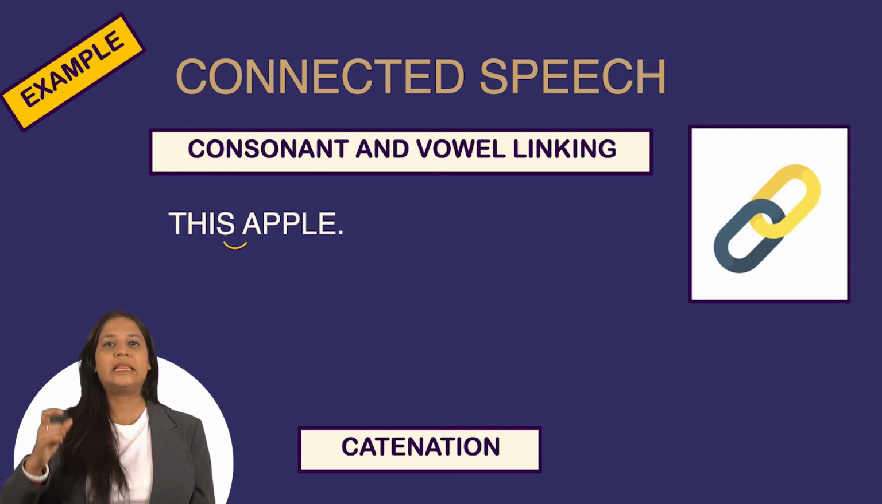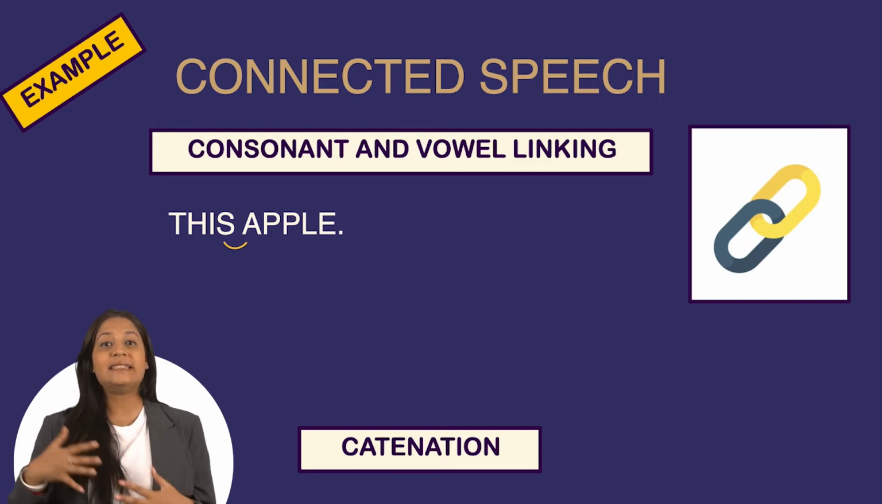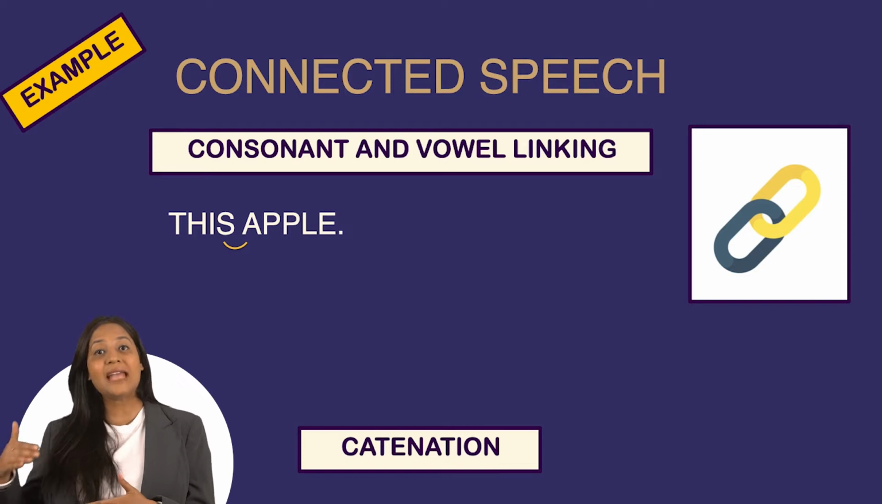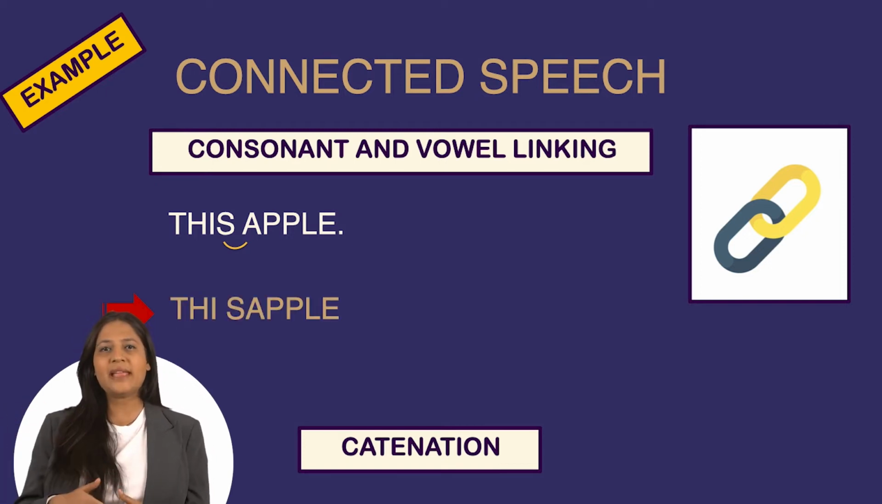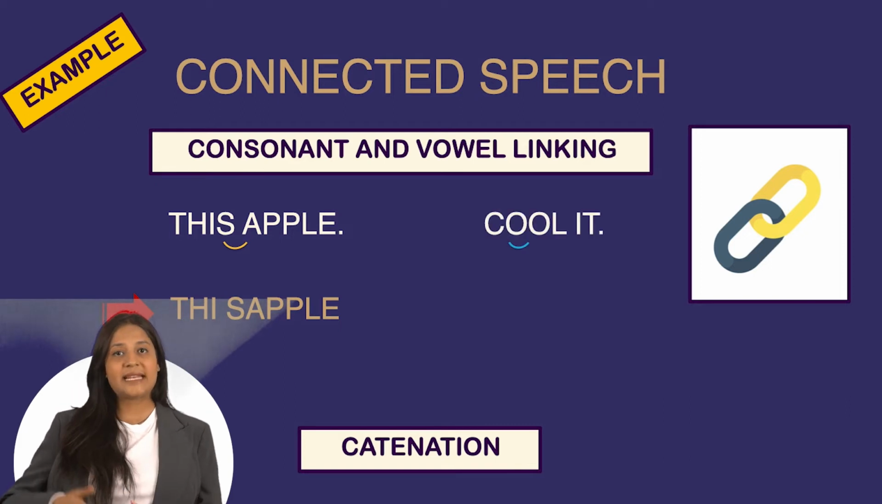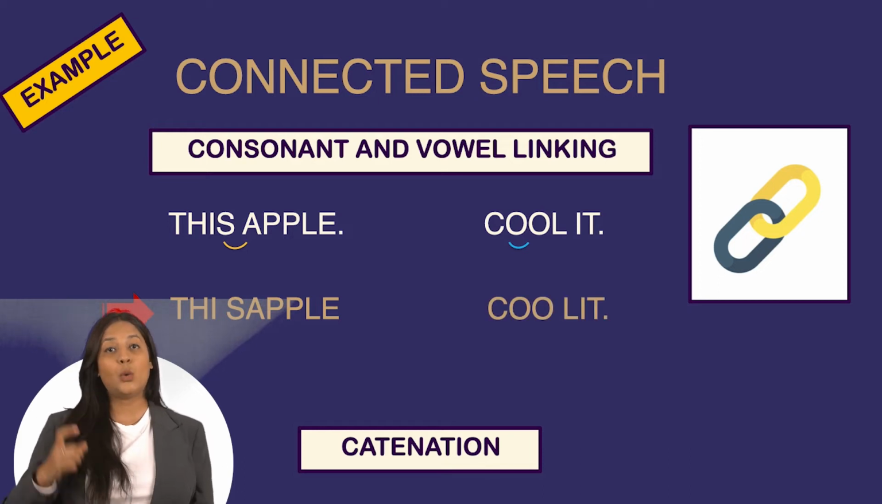If you say this apple slowly without a gap between them, you might notice something weird. Well, the consonant sound S at the end of this is merging with the S sound at the start of apple, making it sound more like this apple. Interesting, isn't it? Let's try again. This time we have cool it. Try to speak cool it slowly and observe what comes out. That's right, it sounds like cool lit.